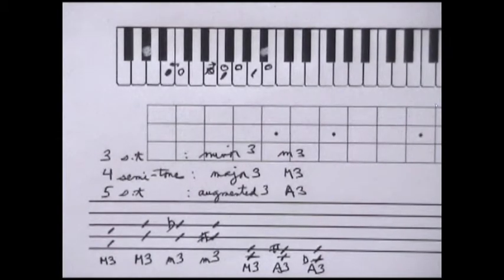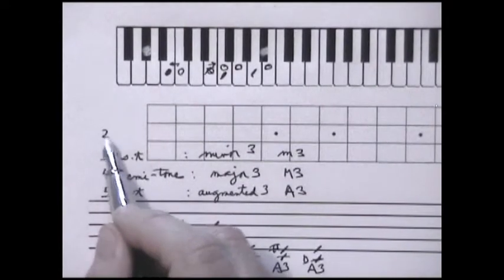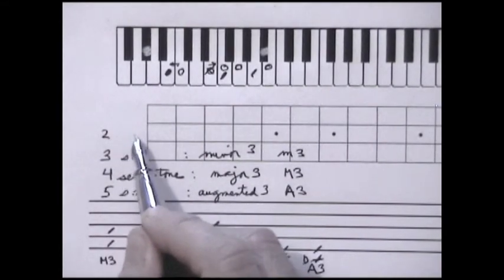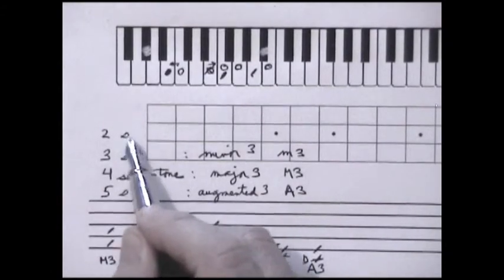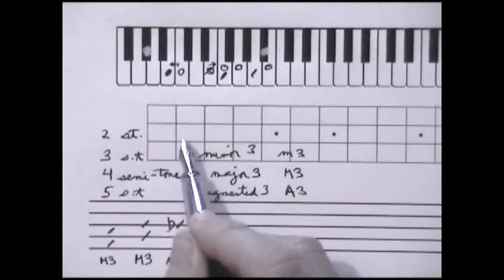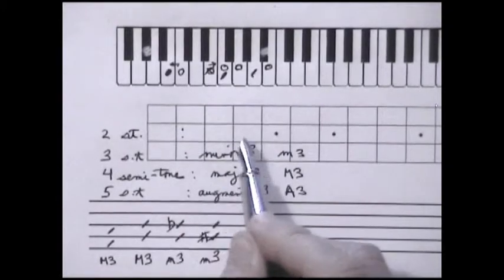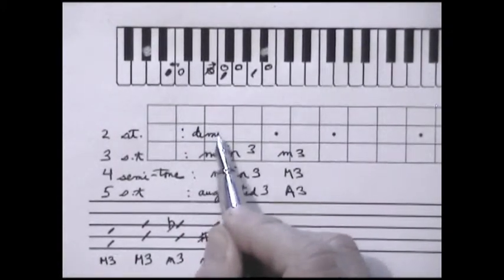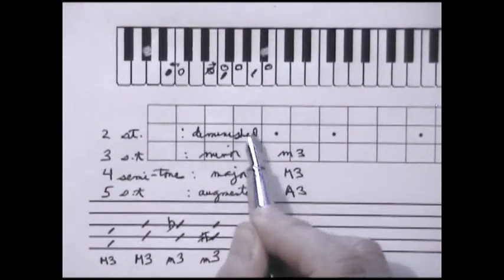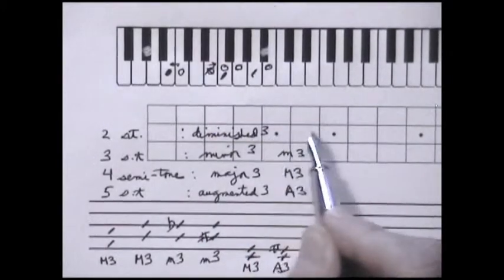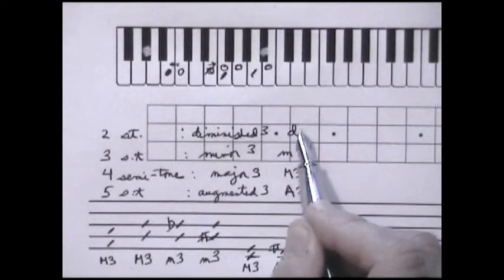Let's look at one more of the common variations on the interval of a third. That is if we have 2 semitones. So that's 1 semitone less than a minor, and that's referred to as a diminished third. It's abbreviated little d and 3.